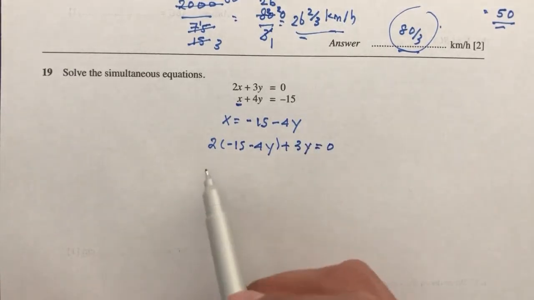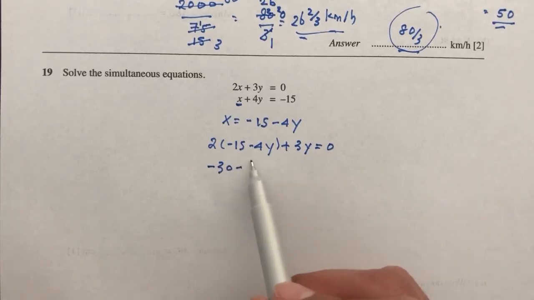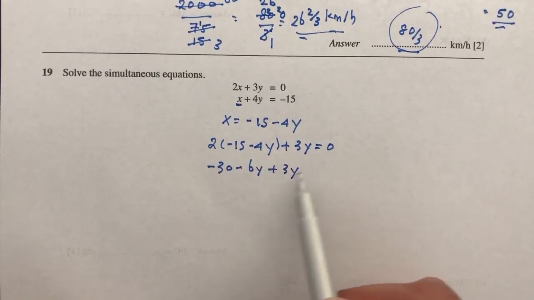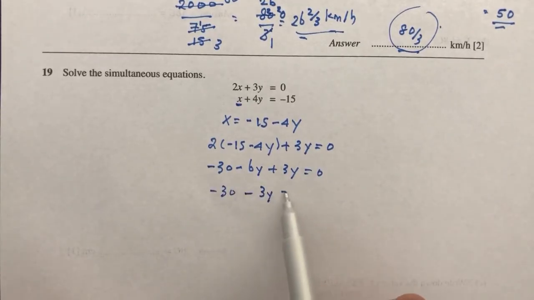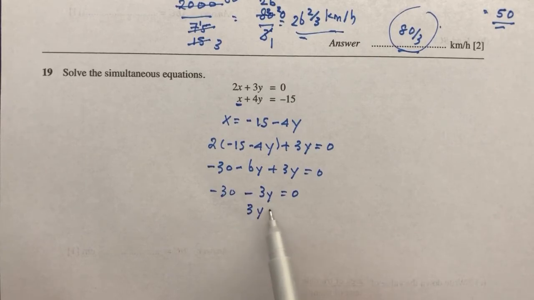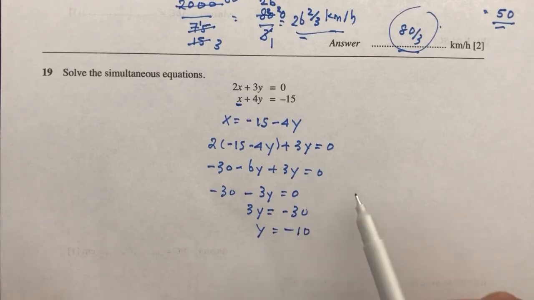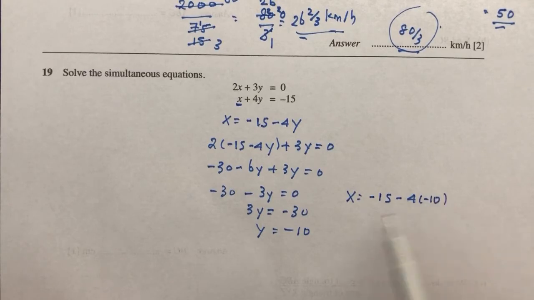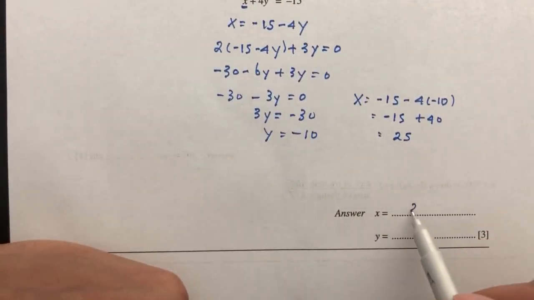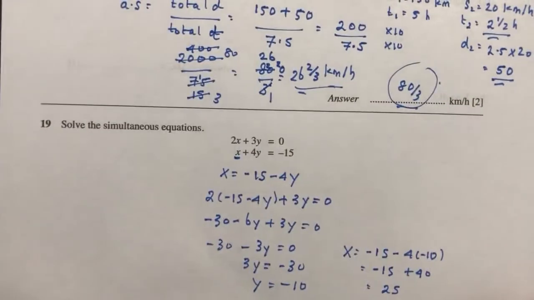So let's expand the bracket now. Minus 30 minus 6y plus 3y equal to 0. So minus 30, we have minus 3y equal to 0. So 3y equal to minus 30. So y equal to minus 10. The value of x will be minus 15 minus 4 times minus 10, which is minus 15 plus 40. That will be 25. So the value of x will be 25 and y will be minus 10. And that is your answer for question number 19.